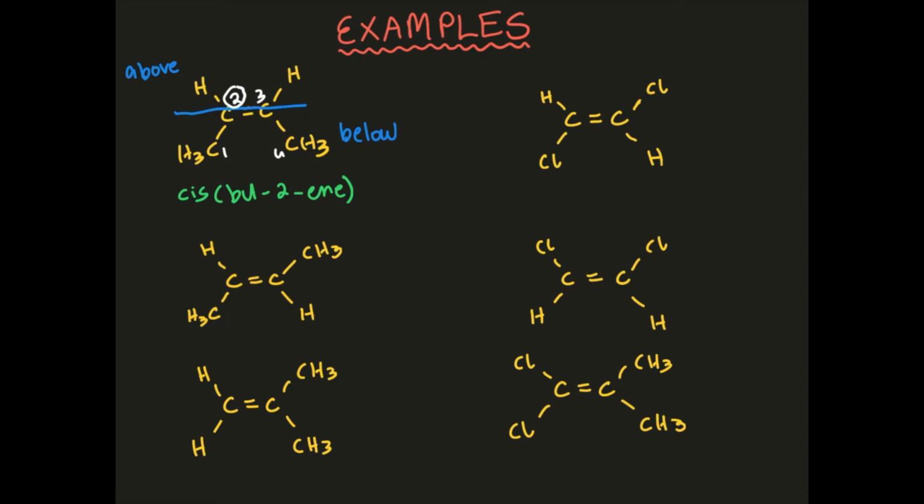Now let's look at the next example. If you do the same thing for this and you divide this into two parts, one of them referring to the groups above and the other one referring to the groups below, you can see that similar groups are attached on different sides of the carbons. One hydrogen is above and one hydrogen is below. Similarly, one methyl group is above and the other one is below. So this is going to be the same thing. It's just this molecule in a trans notation. So if you name this, what are you going to get? It's going to be trans-but-2-ene.